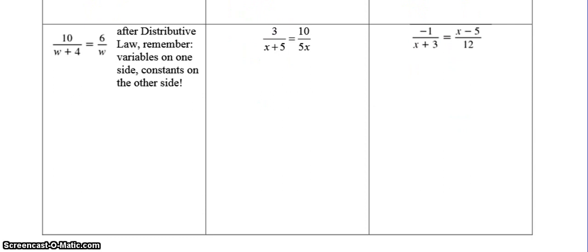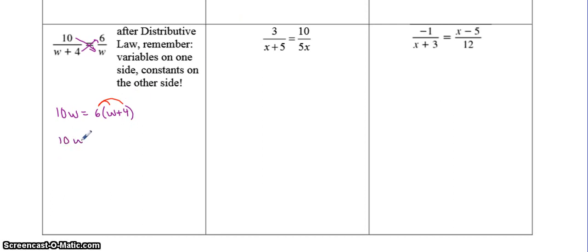Alright, so there's some other questions here which give you some more challenging algebra involved and more challenging equation solving. So I'll do one more example with you and then you can try the last two on your own. So on the left side, 10 times w is equal to 10w. On the right side, w plus 4 times 6. Don't forget to write that in brackets. Distributive law.